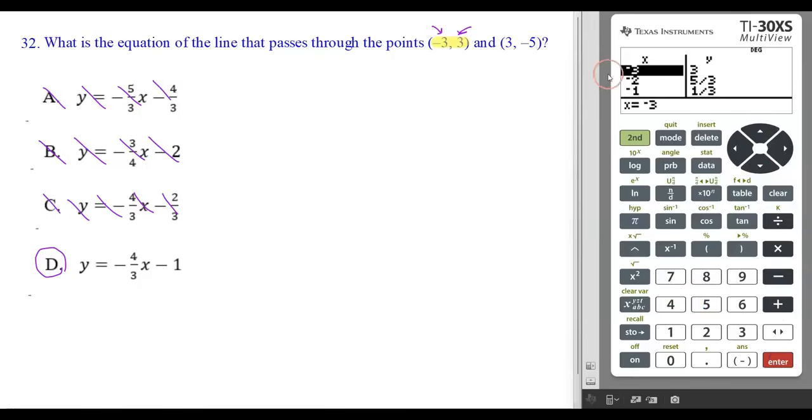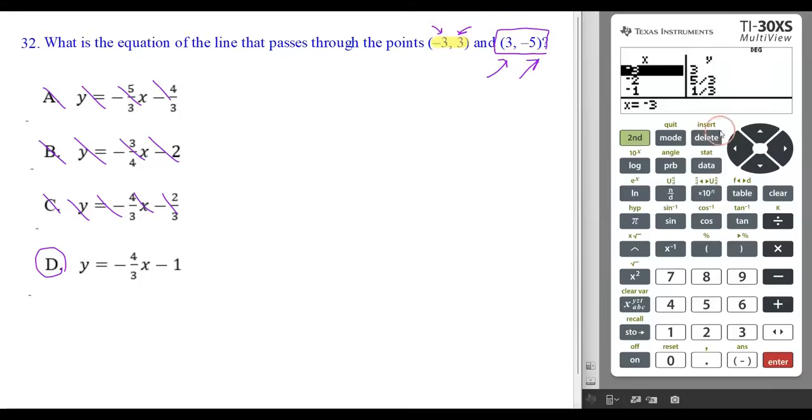Check this out now. -3, second column 3, yeah, right here. So -3, 3. That means that this equation goes through this point. We didn't even have to deal with this second point, but let's check it. We should see 3, -5 on the table.